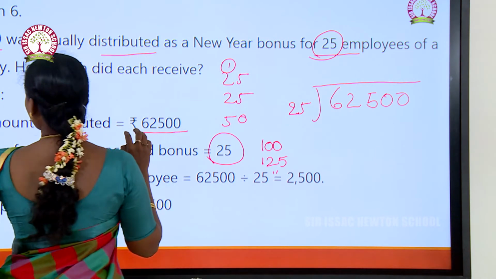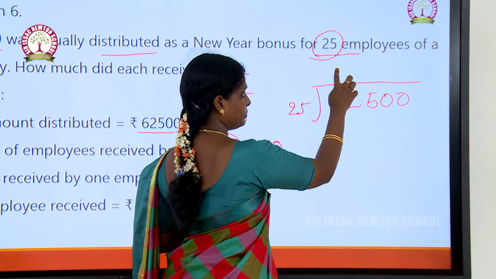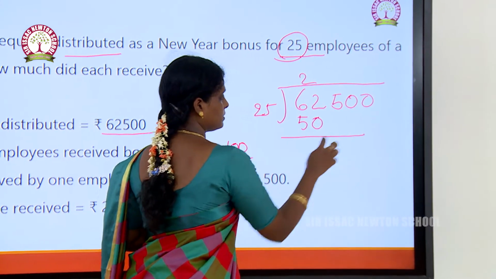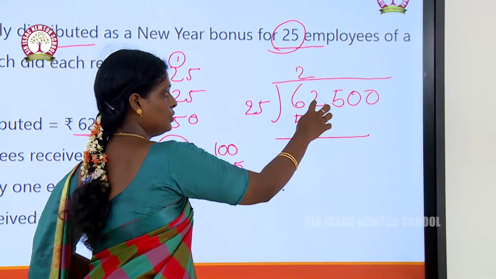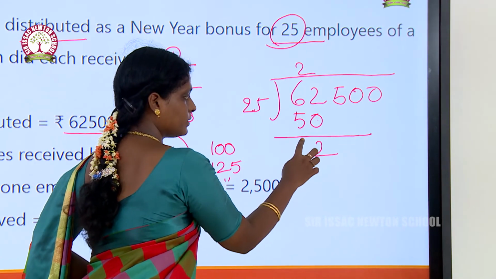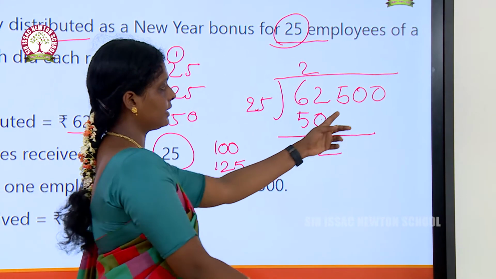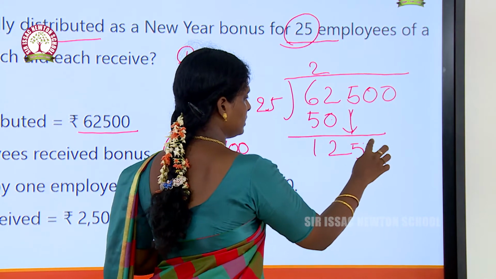So, okay. 2 25s means 50, right? Okay. Now, subtract 50 from 62. So, if we subtract 5 from 6 you will get 1. It is 12, and you have to take this 5 here.